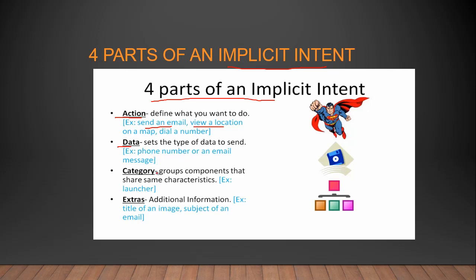And the next one is category. You add a category to your intent to handle those apps that share the same characteristics, for example launcher. And extras are additional information that you pass alongside your intents, which are key-value pairs, and they are stored inside a bundle object. For example, the title of an image if you want to pass extra information, or the subject of an email.